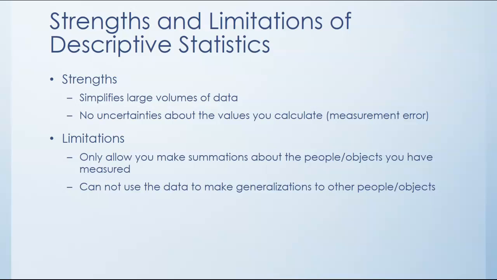So I've got some strengths and limitations for descriptive statistics. Strengths: simplifies a large volume of data. No uncertainties about the values you calculate. There's no measurement error. Limitations: you can only make summations about the people or objects you've measured, and you cannot generalize that data back into your population.